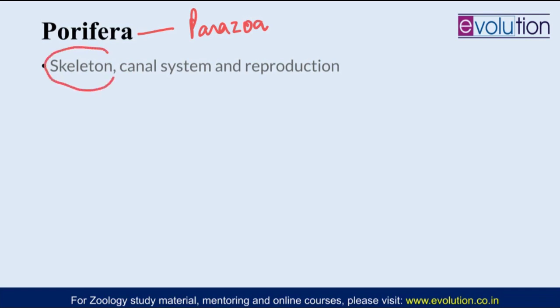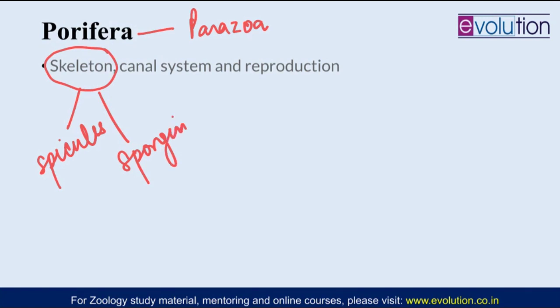Then coming to the skeleton. The skeleton is of two types, spicules and spongin fibers, and on the basis of the skeleton as well as the canal system, poriferans have been classified. There are only three classes mainly: Calcarea, Hexactinellida, and Demospongia, and then there are subclasses you have to prepare with examples. One thing to note here is that a classification question has been asked in Porifera. It is one of the simplest classifications, so it is very easy for you to prepare.